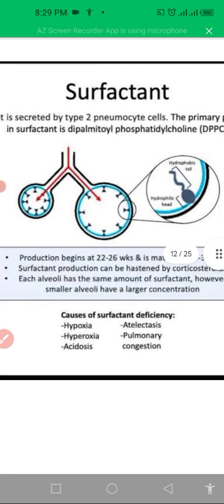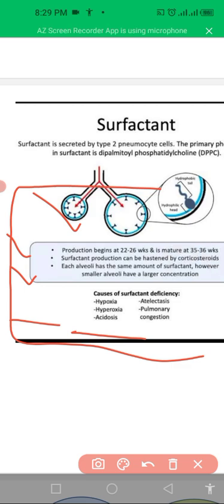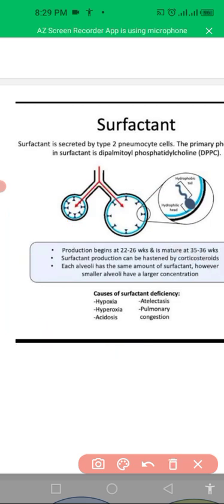As you can see, these are alveoli. These are surrounded by a compliant material that we call dipalmitoyl phosphatidylcholine, DPPC. It helps in compliance, and surfactant helps in the movement of alveoli. It prevents collapse of the alveoli, and when there is a deficiency of surfactant, it results in atelectasis, pulmonary congestion, and many other things.